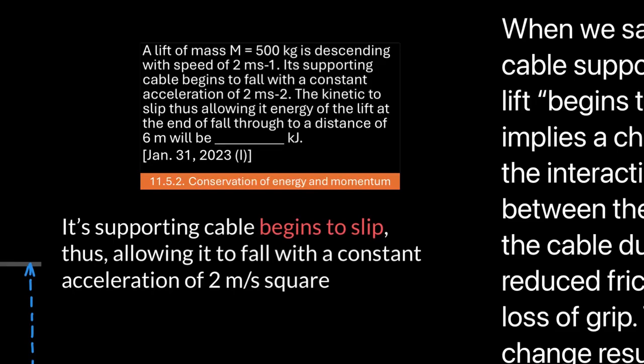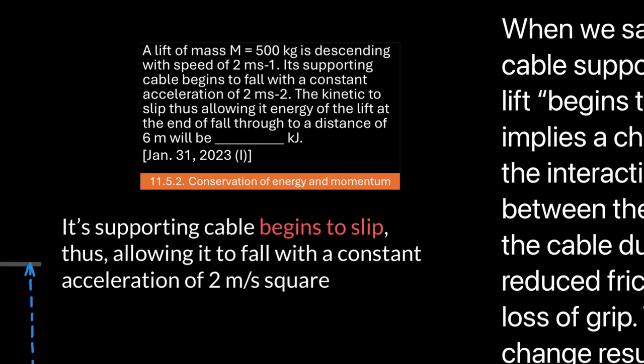There is a minor correction in the question given here. It says a lift of mass m equal to 500 kilogram is descending with a speed of 2 meter per second. Its supporting cable begins to slip, thus allowing it to fall with a constant acceleration of 2 meter per second square. Find the kinetic energy when the lift comes to a fall of distance of 6 meter.